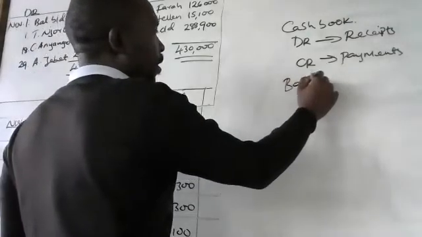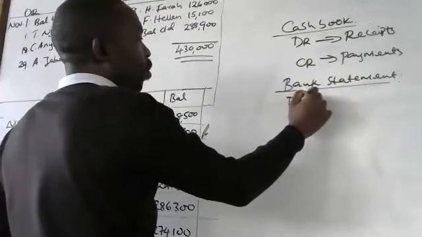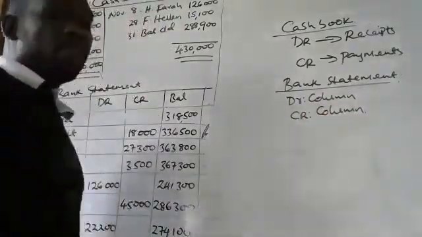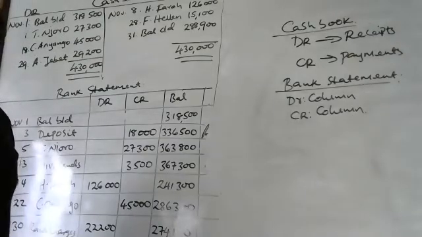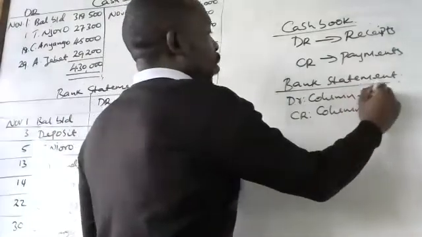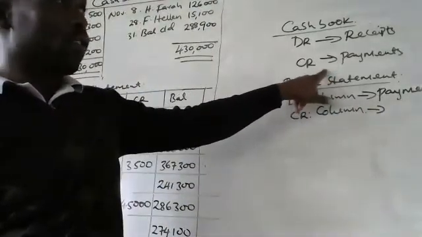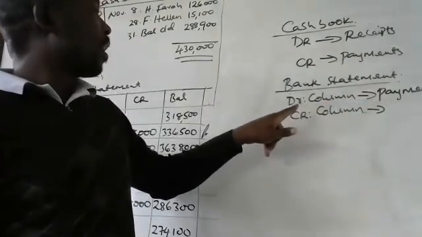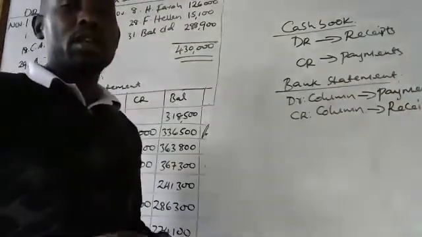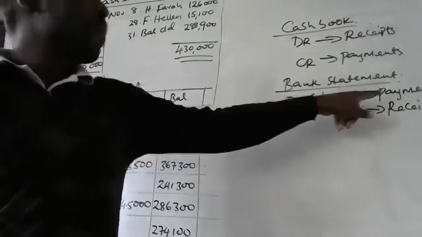Then in the bank statement, equally, we are going to have the debit column and the credit column. The funny thing about this is that they are opposite of one another. Whereas the debit of the cash book records the receipt, the debit of the bank statement is going to be recording the payments. And the credit side of the cash book records the payment, but the credit side of the bank statement records the receipts. They are actually like that. In the cash book, the debit means receipt. But in the bank statement, debit means a payment.